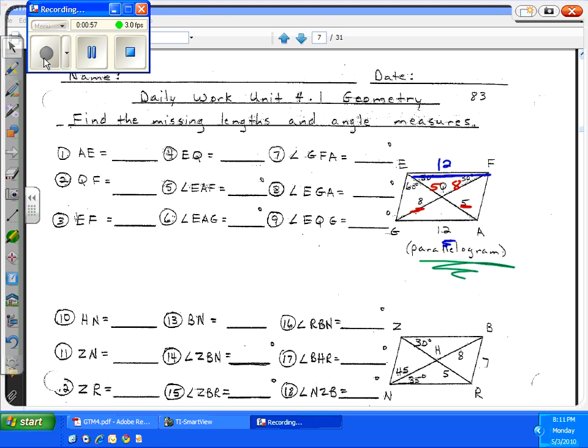EF is 12 because opposite sides of a parallelogram are equal. QF is 8 because the diagonals bisect each other.